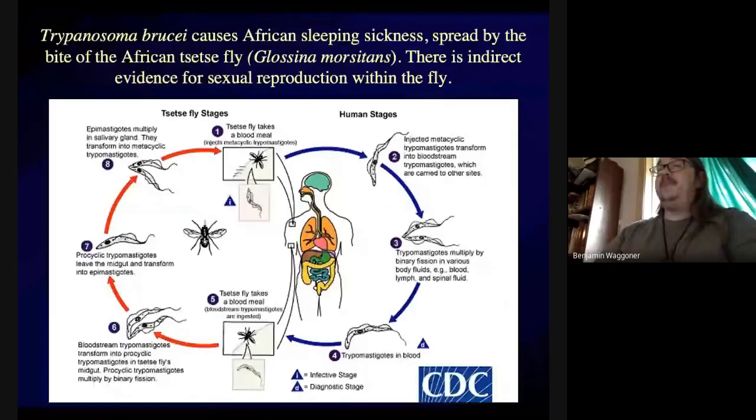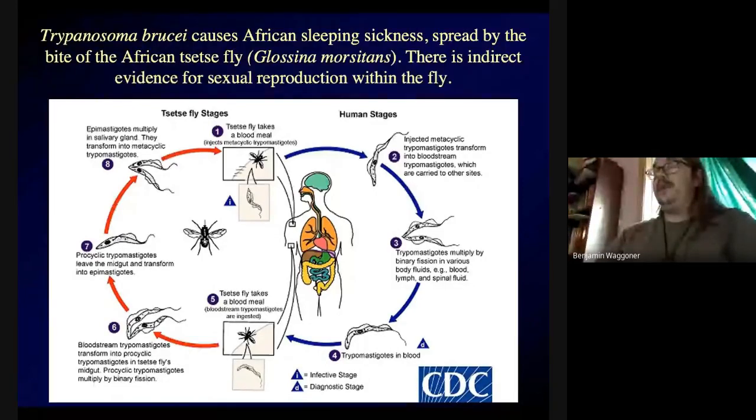But the ones we tend to be concerned about, one causes of humans, Trypanosoma brucei, causes African sleeping sickness. This affects not just humans, but animals as well. It's spread by the bite of an African fly called the tsetse fly, Glossina morsitans.